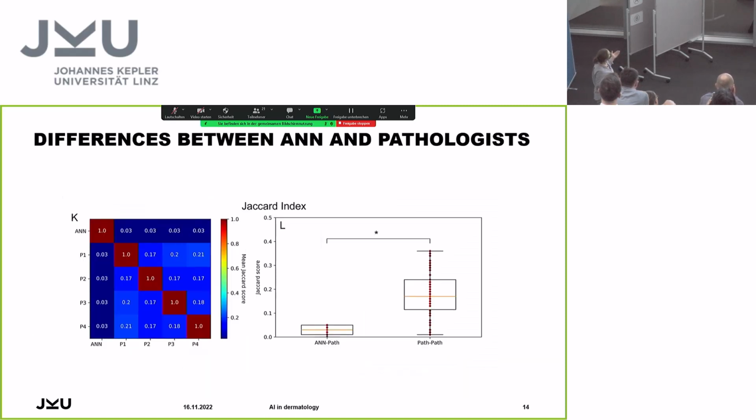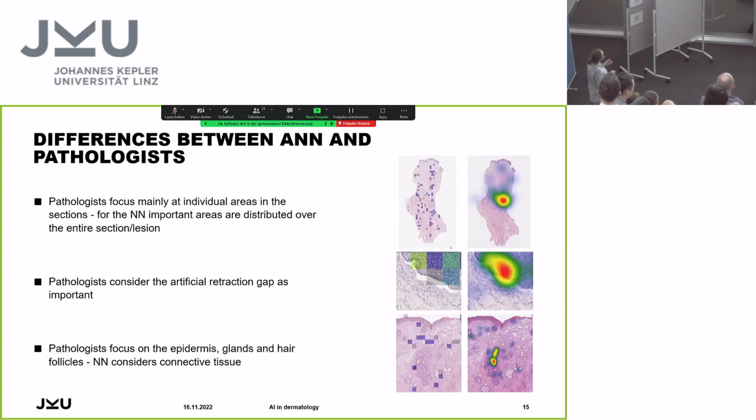We were able to quantify that with the Jaccard index, which is a similarity measure, and we were able to show that the similarity between the attention matrix of the neural network and the eye traces of the pathologists is significantly lower than the similarity of the eye traces between the pathologists. So there are differences. We also were able to find several qualitative differences between neural networks and pathologists.